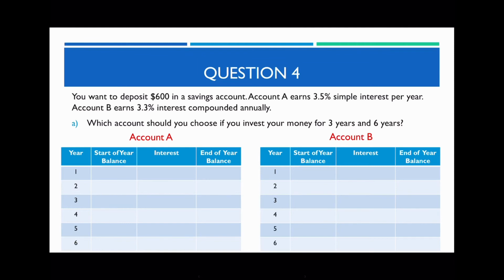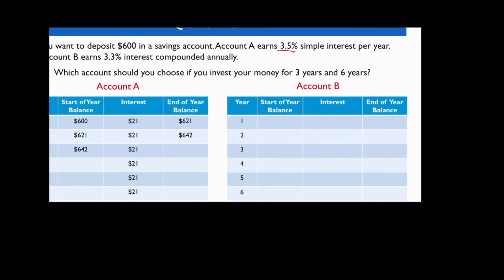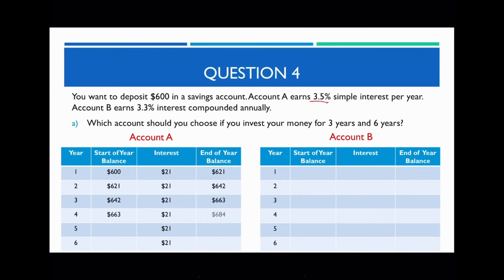Starting balance in this case is going to be $600. We know that the interest charged is going to be 3.5%. So find out what 3.5% of 600 is. That's equal to $21 if you put this into your calculator. End of year balance is therefore going to be 621. We know that the interest for simple interest is always going to be the exact same. So I've already filled out every single one as 21, and therefore filling out the other values is going to be fairly easy because all we're doing is just adding 21 to our answer.